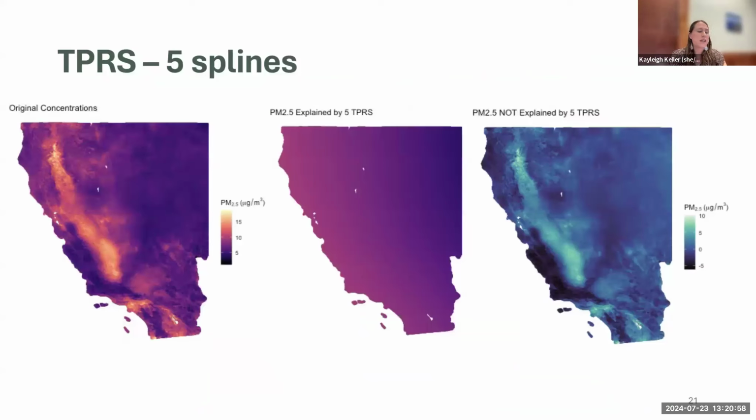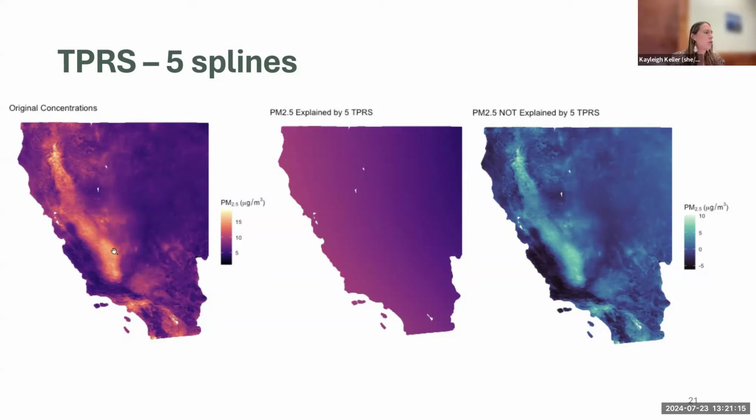In terms of how it plays out with exposure data, if I go back to our PM2.5 example here on the left, I could actually break this exposure on the left into a part that we could explain by splines and a part we could not explain by splines. So this is just using the first 5 splines.